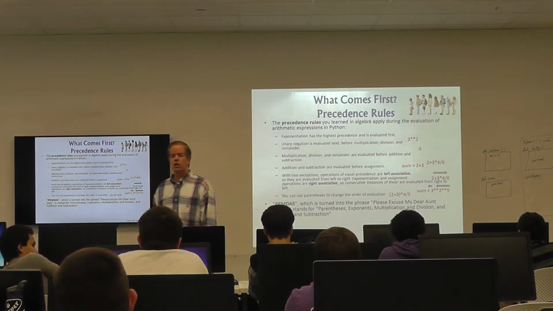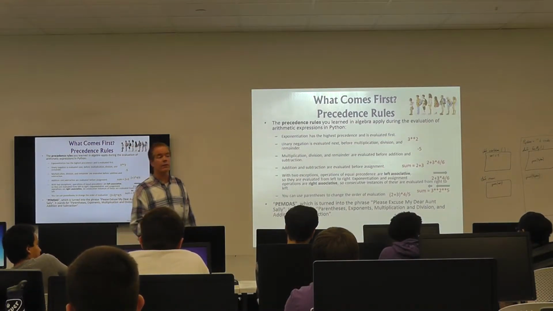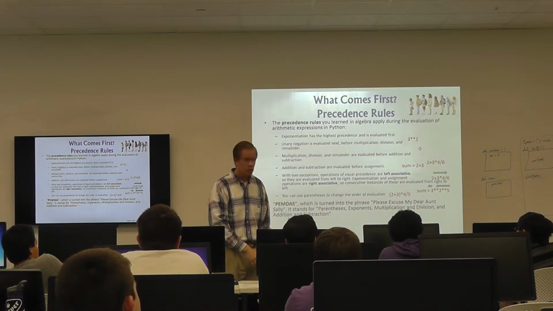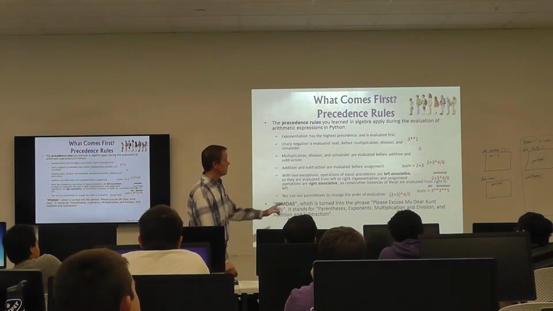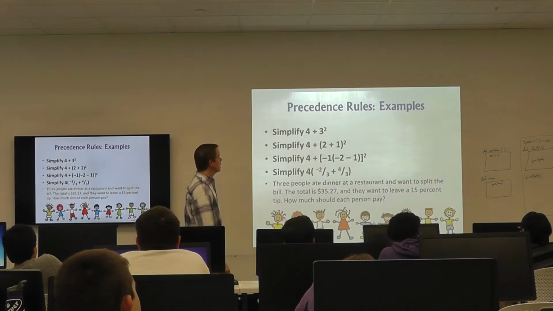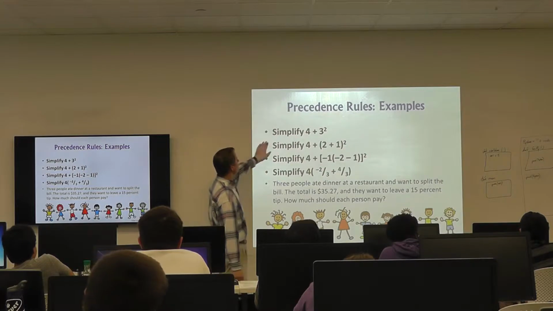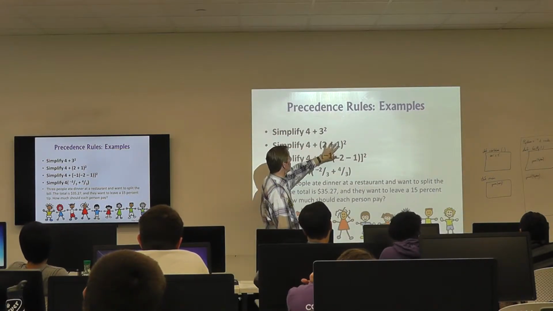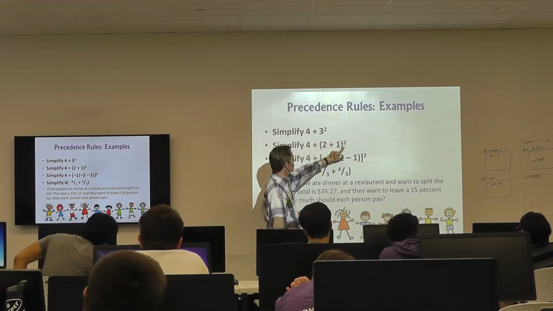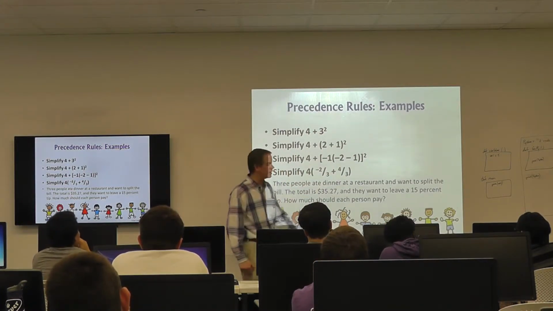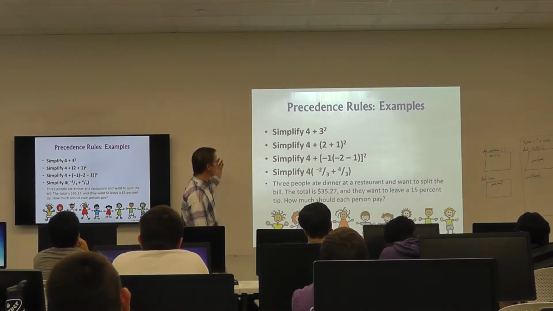Alright? So knowing what order Python evaluates its mathematical expressions in is always a critical thing for you to know. So we just remember, please excuse my dear Aunt Sally, and you'll be good to go. Precedence rules, okay. So here's another one. 4 plus 2 plus 1, so obviously we do the parentheses first, which is 3, we square 3. 3 times 3 is 9, plus 4 is going to be what, 13? We're good to go. And then we go through and do the rest.